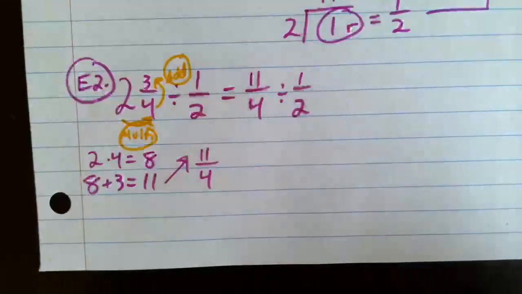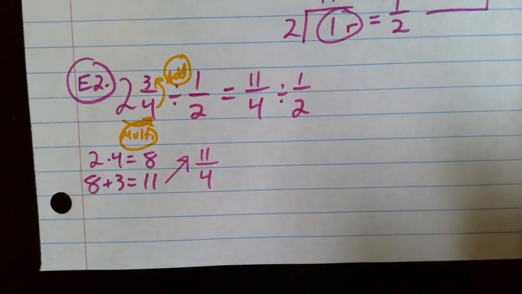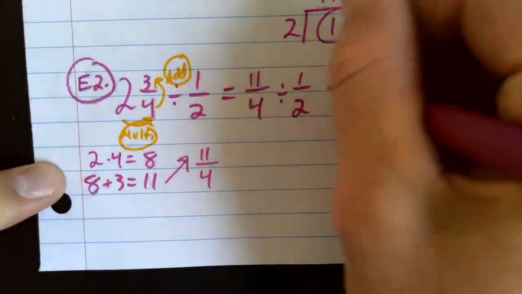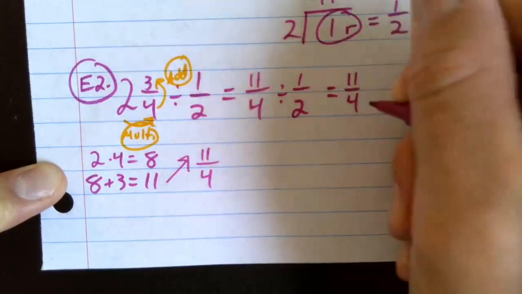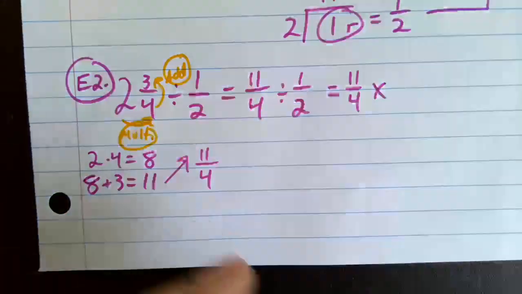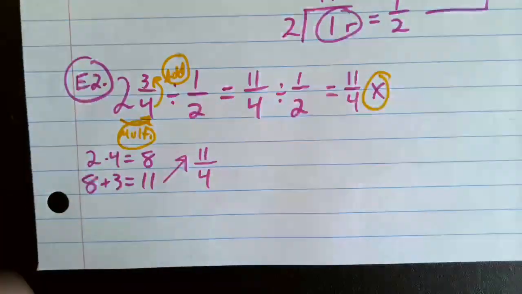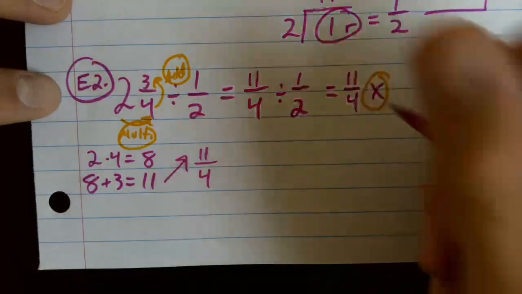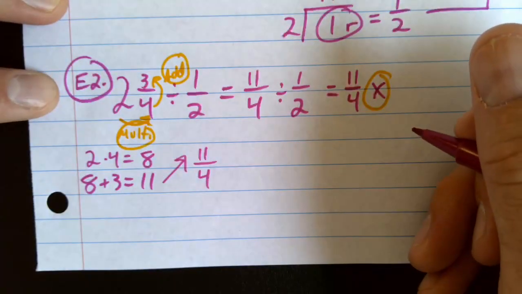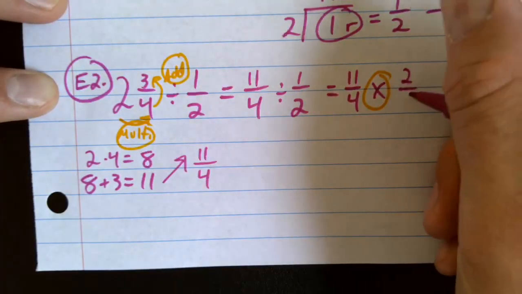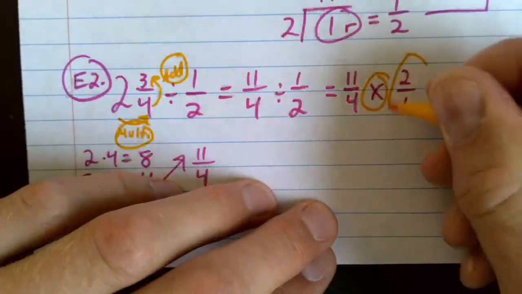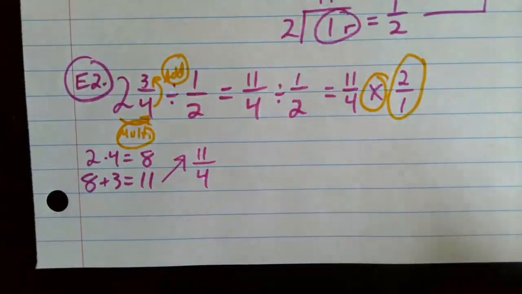All right, step 1's finished. Step 2, keep, switch, flip. Keep that first fraction, 11 over 4. Switch to multiplication. All right, and then flip your second fraction. 1 over 2 is now 2 over 1. And I'll circle this so you can see what we're doing a little bit better.